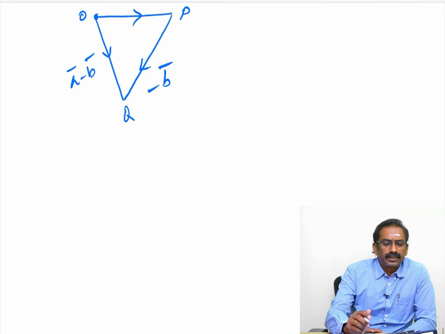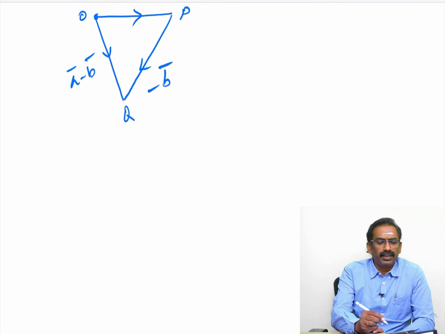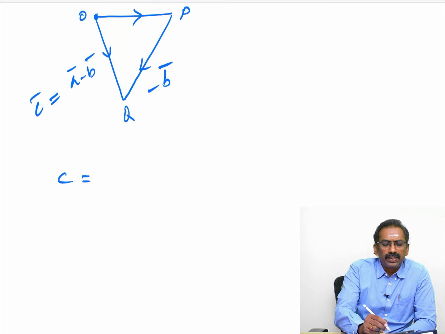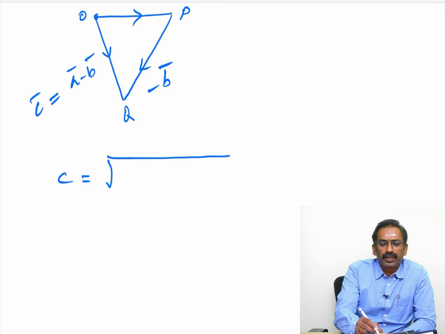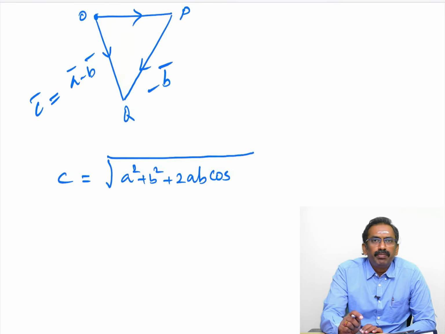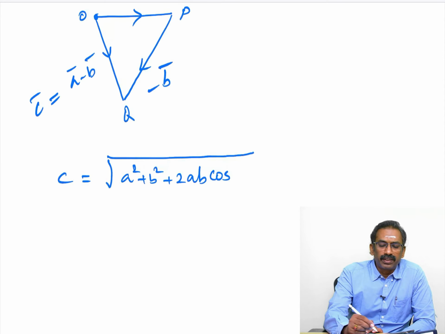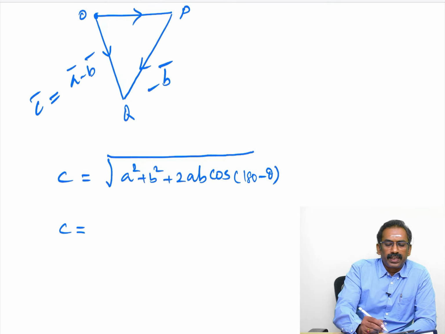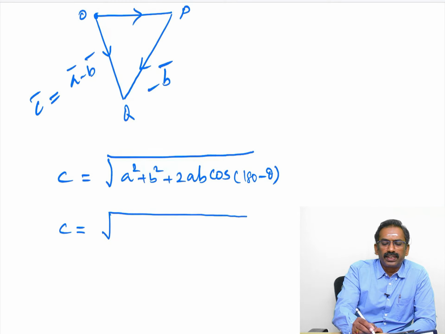In this case, the magnitude of resultant a minus b, I take it as c vector. Magnitude of c is equal to square root of a square plus b square plus 2ab cos of angle between a vector and minus b vector, that is 180 minus theta. In this case, we can get magnitude of resultant as square root of a square plus b square minus 2ab cos theta.